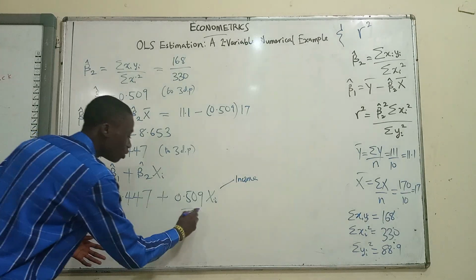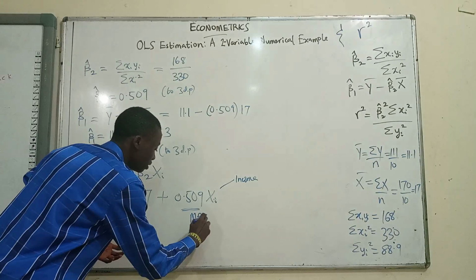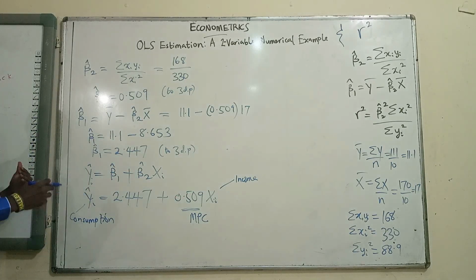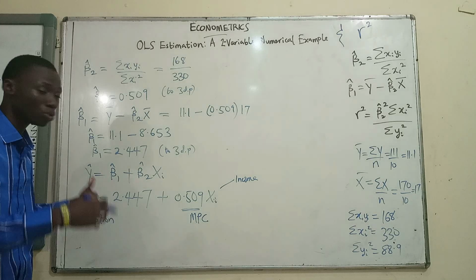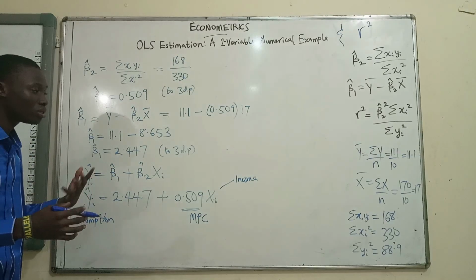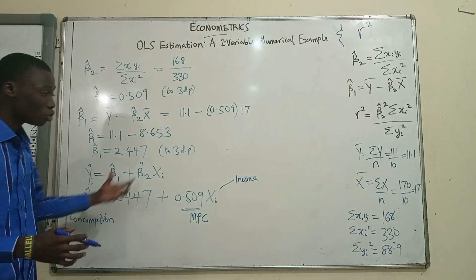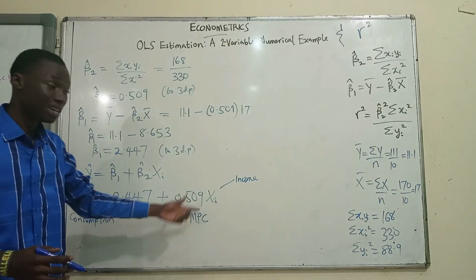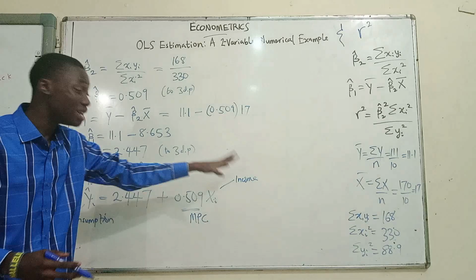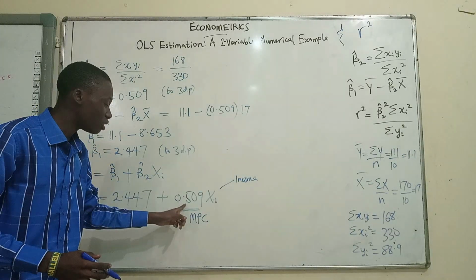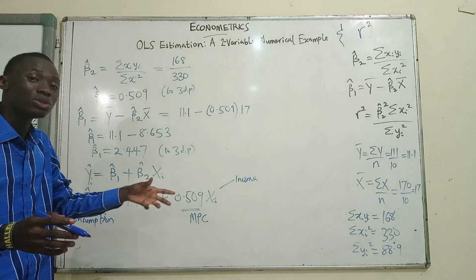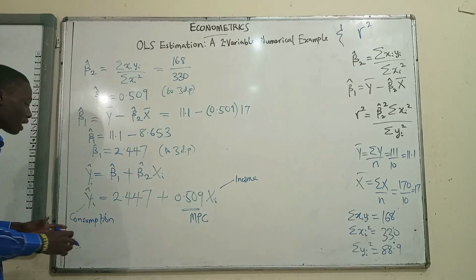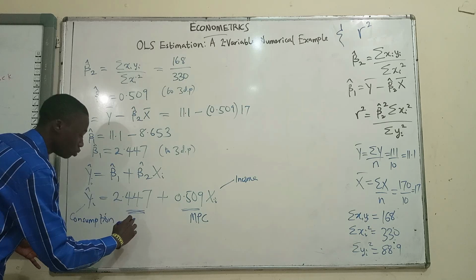And this is a measure of what economists call the MPC, the marginal propensity to consume. So change in consumption over change in income. By what magnitude does consumption increase when income increases? So we see that if income is increased by 1 naira, consumption also increases by 0.509 naira. If income increased by say 1 million, this will be increasing by what? 0.509 million naira. So that's about 509,000 naira. And here we also see, under economics terms, the autonomous consumption.